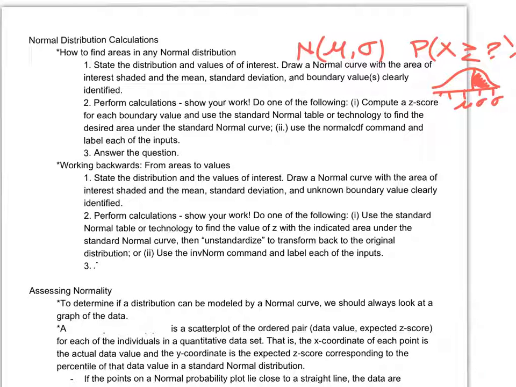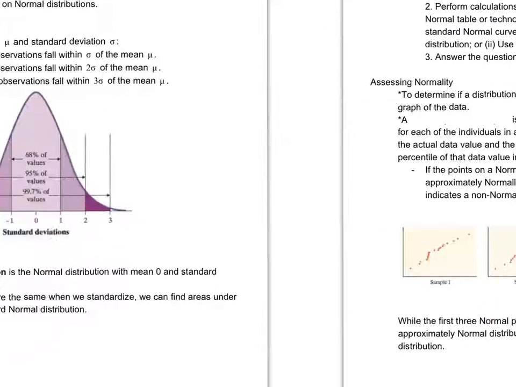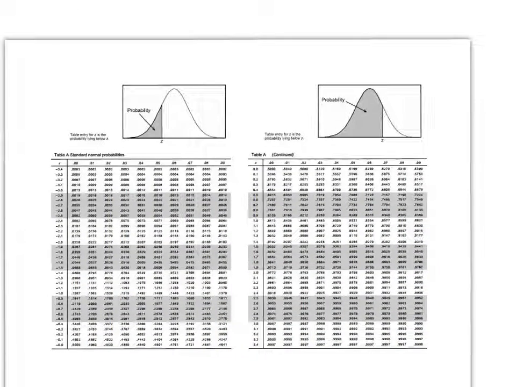So we're going to transform back to the original distribution, or we're going to use the inverse norm command in our calculator, and then we're going to make sure that we've answered the question. So when I'm referring to the standard normal table, what I'm referring to is this table right here.